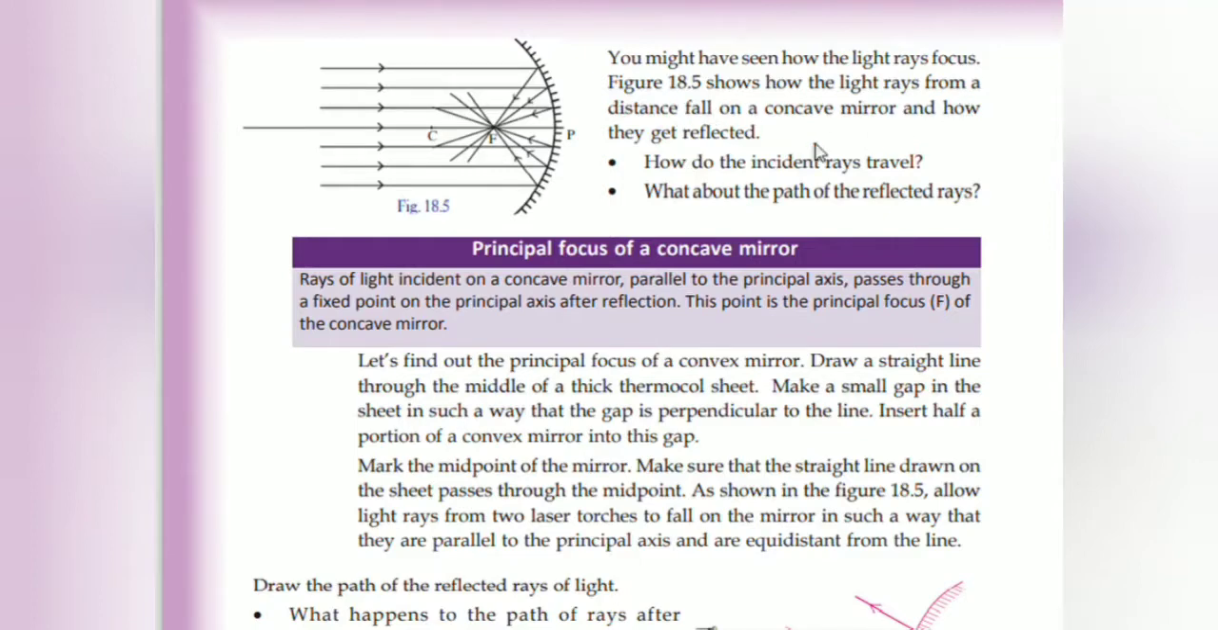Light rays from a distance fall on the concave mirror and how they are reflected. How do the incident rays travel? What about the path of the reflected rays?